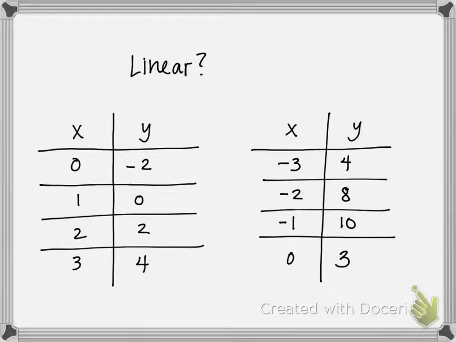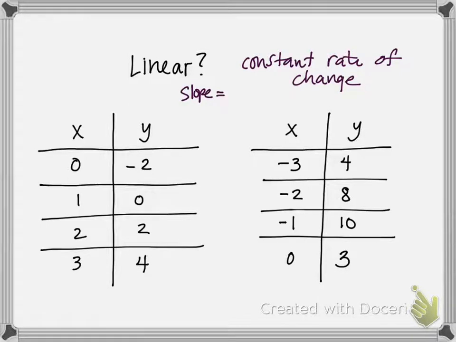In this example, we're going to look at how to determine if a table is linear. If a function is linear, then it has a constant rate of change. In other words, the slope would be exactly the same with each pair of ordered pairs. To find the rate of change, or the slope, there is a formula.